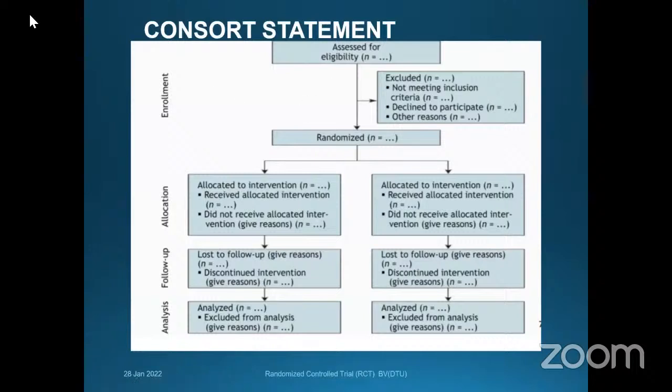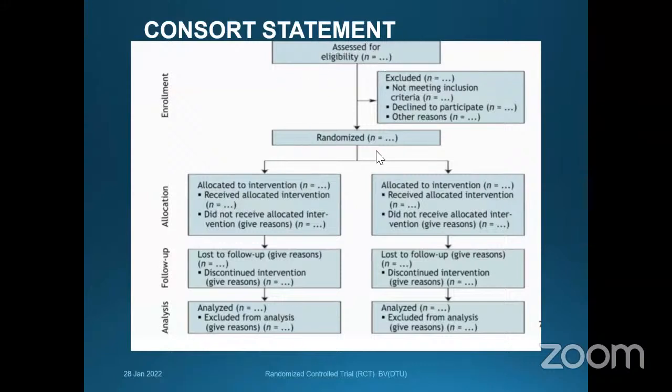So in essence, when we are doing assessed for eligibility, this is a CONSORT statement. Some are excluded: not meeting the inclusion criteria, declined to participate, other reasons. You enter the number here. Now, how many are assessed for eligibility?